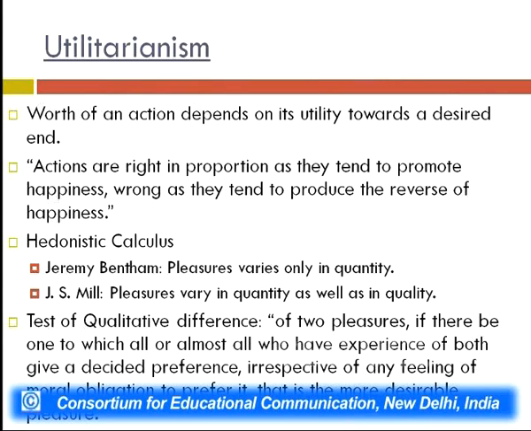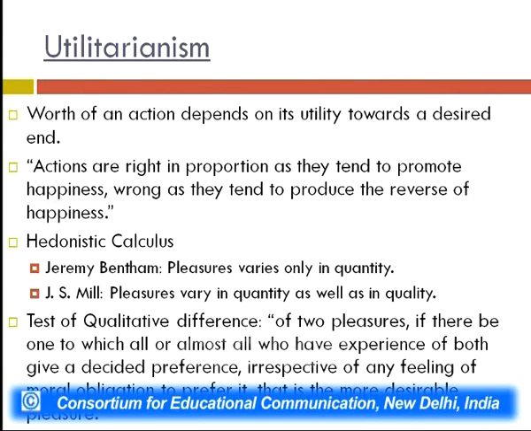Now, that desired end could vary according to how we view the world in a certain way. But according to Mill, what we desire is happiness. So accordingly, he says, actions are right in proportion as they tend to promote happiness, and wrong as they tend to produce the reverse of happiness.